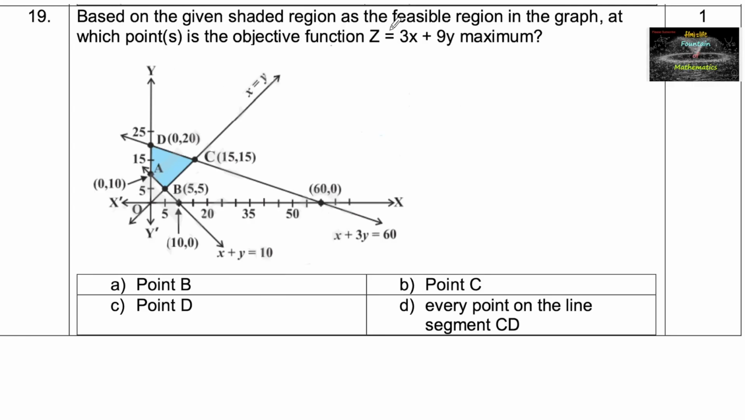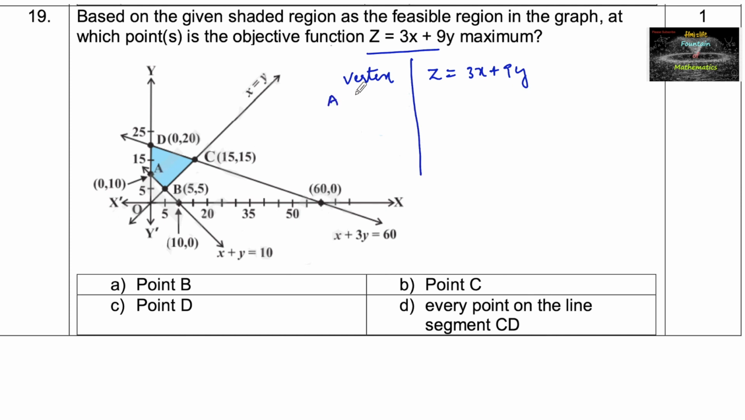Based on the given shaded region as the feasible region in the graph, at which point or points is the objective function z is equal to 3x plus 9y maximum? So here the graph is given and the blue color shaded region is the feasible region, and we know that the optimal value, that is minimum or maximum, will be obtained for the bounded region at the corner points of the feasible region, meaning vertices of the feasible region. So let me write the vertices, and the objective function is given z is equal to 3x plus 9y. Let us calculate at each vertex.